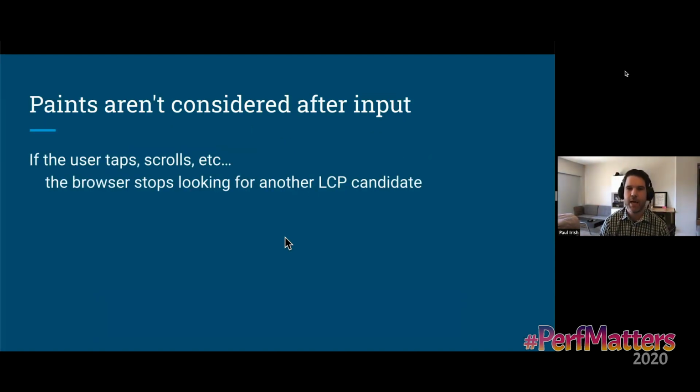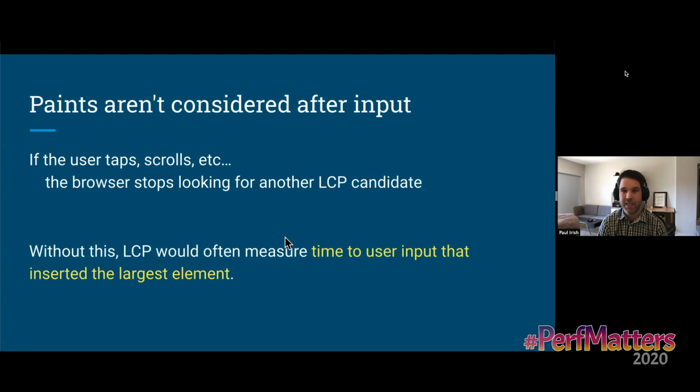The first thing is that we need to consider input. Basically, input invalidates all of the LCP candidates that happen after it. If the user ends up tapping, scrolling, anything like that, then the browser will just stop looking for another largest contentful paint candidate. And the reason why is basically, if it didn't, then LCP would just be measuring the time to any user input that inserted a largest element. Like, user did something, and then the web page responded and added content. But then we're not measuring the largest contentful paint during the load. It's just the last time that the user interacted and the page responded in a big way to that interaction. And that's not what we're attempting to measure here. So that's why anytime after input, we stop considering any more candidates.